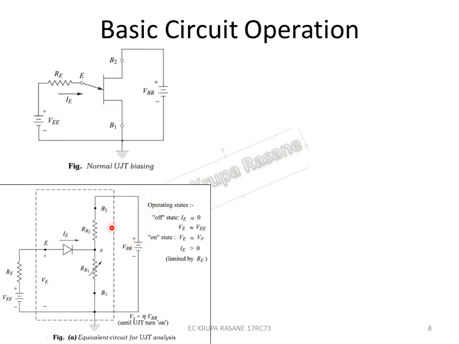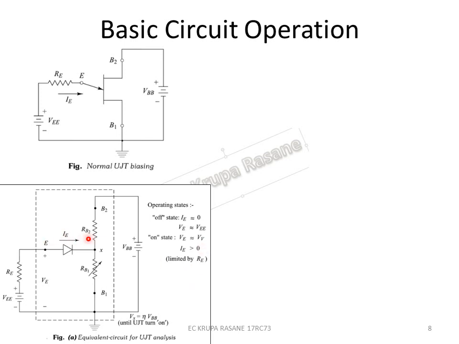If you see the operating states of this UJT, it is either in the off state or in the on state. It is off when the emitter current is 0 and VE, the voltage at this point, is equal to VEE, because no current is flowing, so the voltage whatever is here will appear across this diode. And when it is in the on state, the voltage VE becomes equal to VV. VV is called the valley point, which will be explained in the next slides.